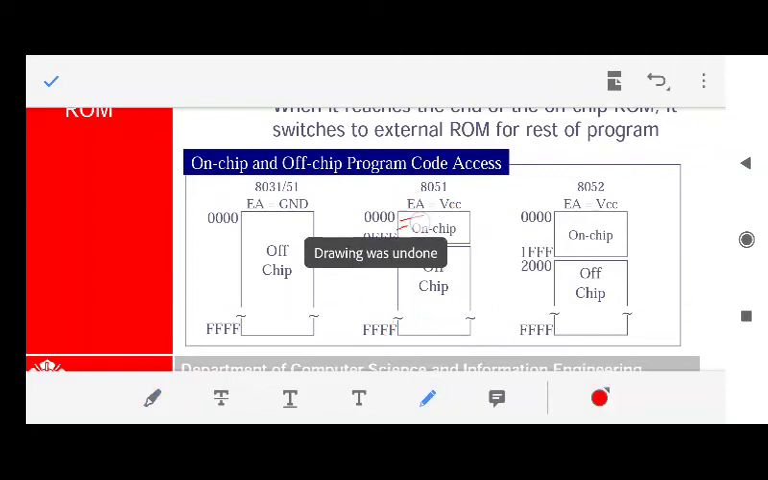Once it comes to the last line, it will check whether an external memory is connected or not. Please remember, it will check whether the external memory is connected or not. If there is an external memory, it will start executing the next instruction from the external memory, only when the EA pin is 1.